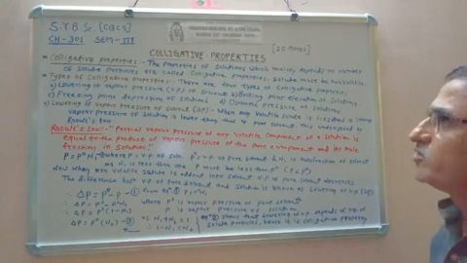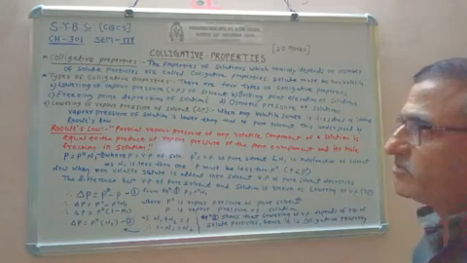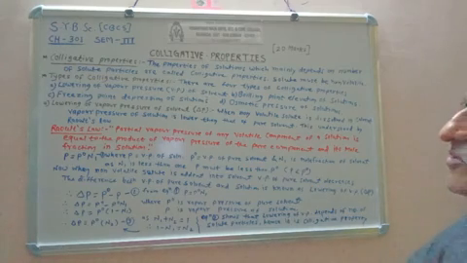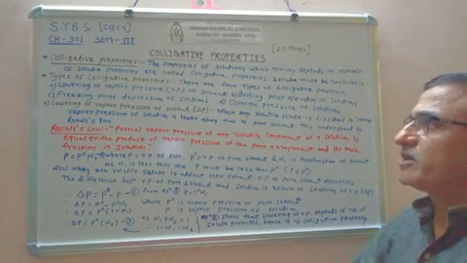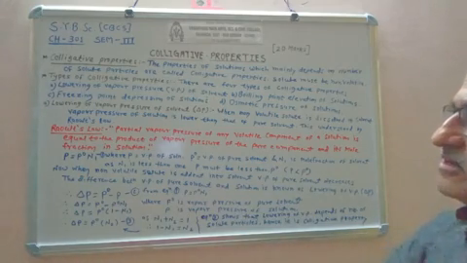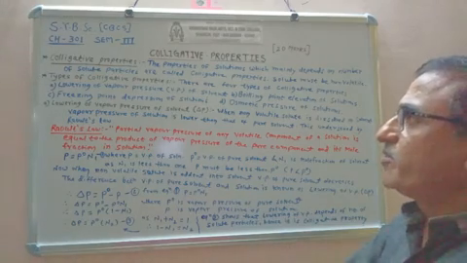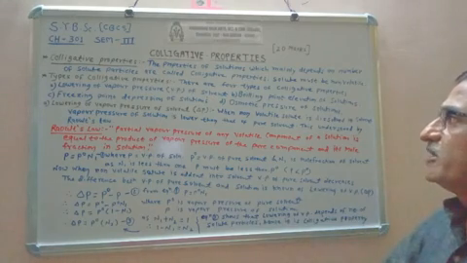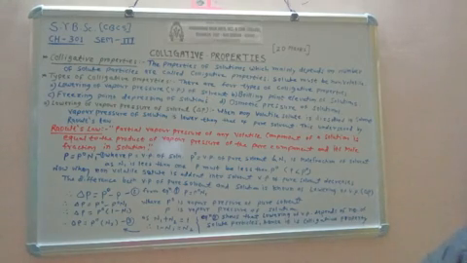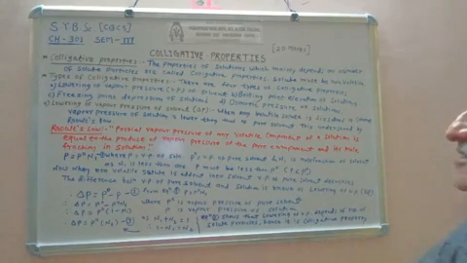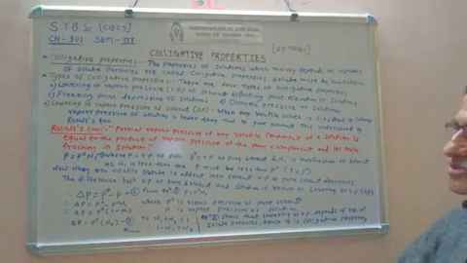So the solute must be non-volatile. Volatile solute is not required here. So here there are four types of colligative properties. First is lowering of vapor pressure of solvent. Second is boiling point elevation of solution. Third is freezing point depression of solutions. And last is the osmotic pressure of the solutions.